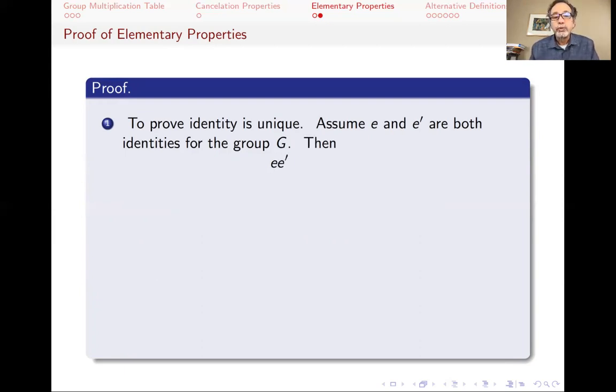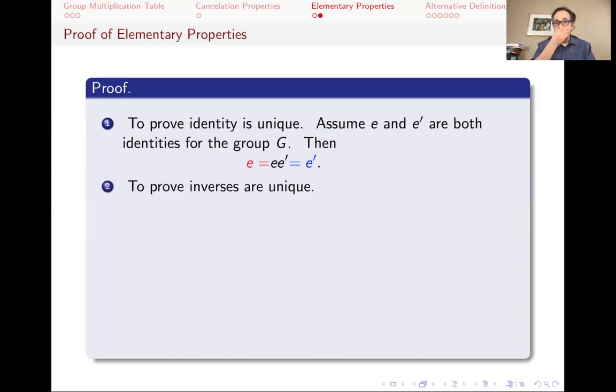What we're going to do is multiply E times E prime. When you multiply E times E prime, E will say, well, I'm the identity. Therefore, when you multiply me by E prime, you should get E prime. But then E prime will say, wait a second, I'm the identity. So if you multiply E by E prime, you should get the other guy, E. Therefore, E is equal to E prime. If E and E prime both have the identity property, then they must be equal. That's the proof that the identity is unique.